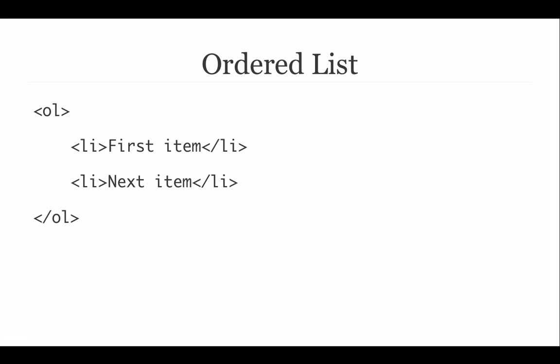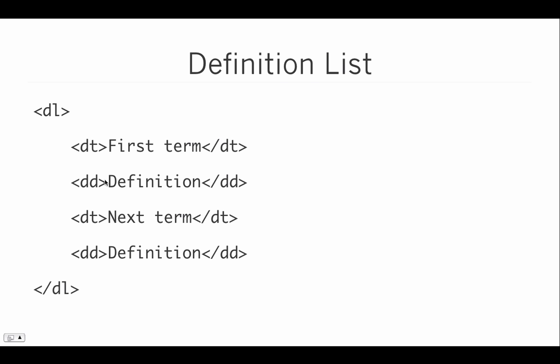We also have ordered lists, and you'll notice that the only difference between the unordered list and ordered list is simply that we use the OL as the parent element instead of UL we used for unordered list. So the ordered list will show numbers next to each list item, whereas the unordered list will show bullet points. You also have definition lists made up of the DL element, and then nested within we have the DT and the DD tags. So DT is for the definition term and DD is for the definition.